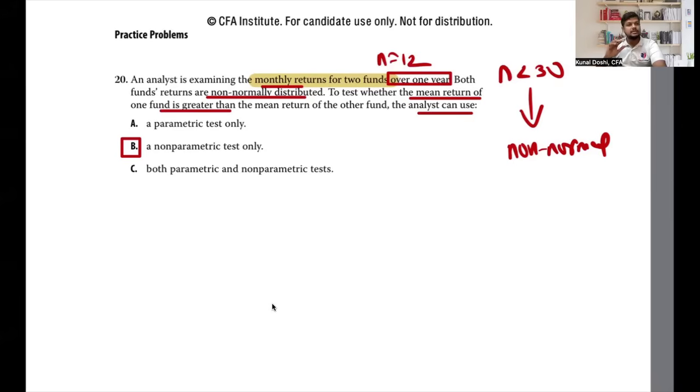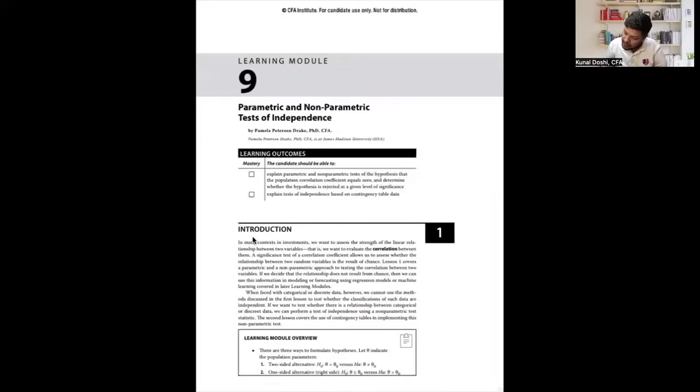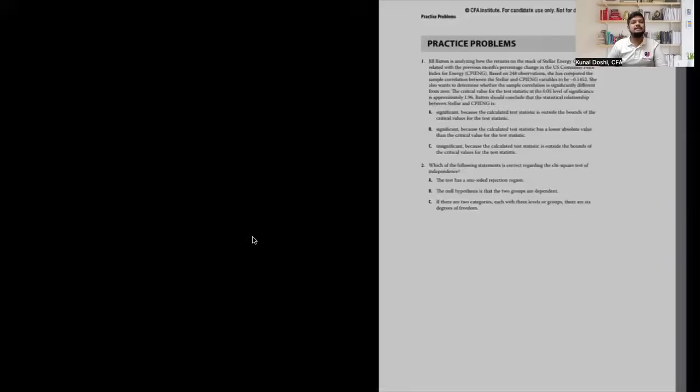Now, this is where we finish this topic. The next topic is parametric, non-parametric. There are only very few questions about it. And I repeat, I don't know why the CFA Institute has kept that separate. So what we are going to do is do those two questions along with this hypothesis testing. So let's do the non-parametric and parametric test of independence.